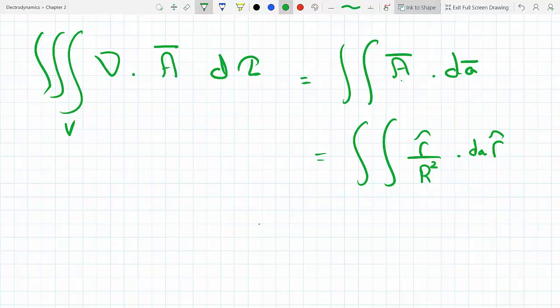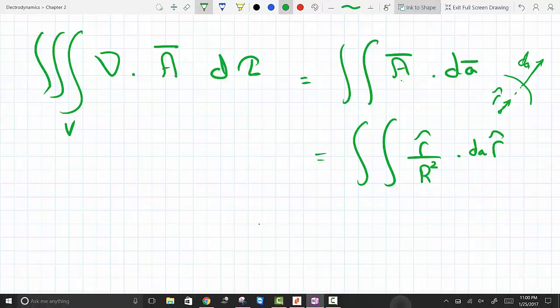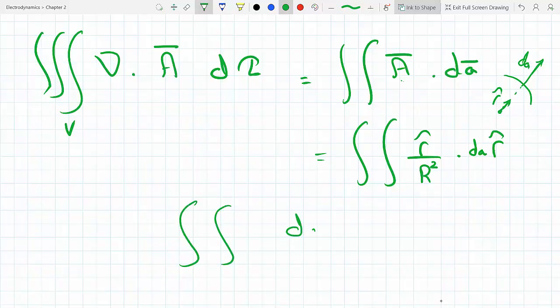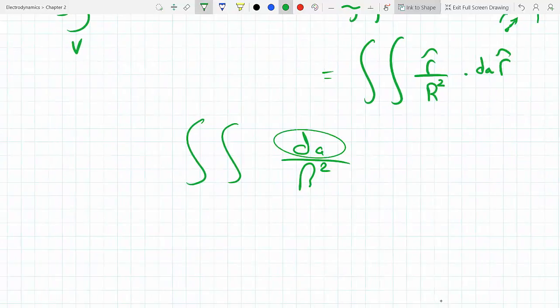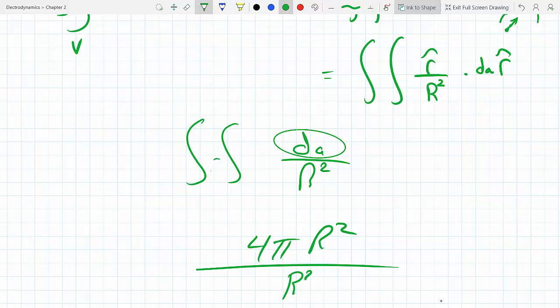You agree? Because on the surface, this is dA in the same direction as R hat. It's always going to be, because it's a sphere. Now R hat dot R hat is 1. Clear? So you get the double integral of dA over r squared. Now this is a sphere. We just discussed that the integral of dA is 4 pi r squared, over r squared. R squared cancels out and you get 4 pi. Okay. That's why.